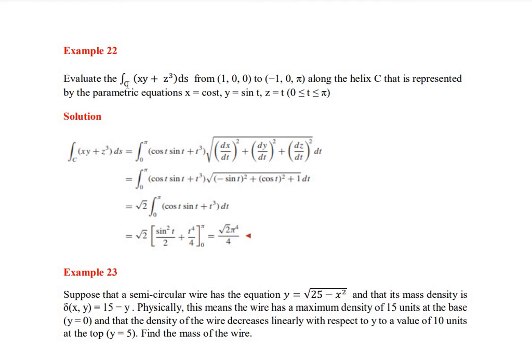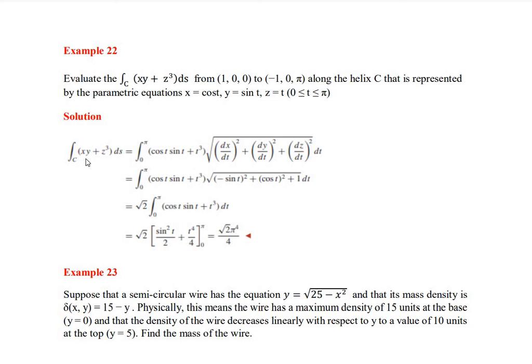Next question: evaluate the integral over C of (xy + z³) ds from the point (1, 0, 0) to (−1, 0, π) along the helix C. That curve is a helix, so it is represented by the parametric equations x = cos t, y = sin t, and z = t, where t varies from 0 to π.